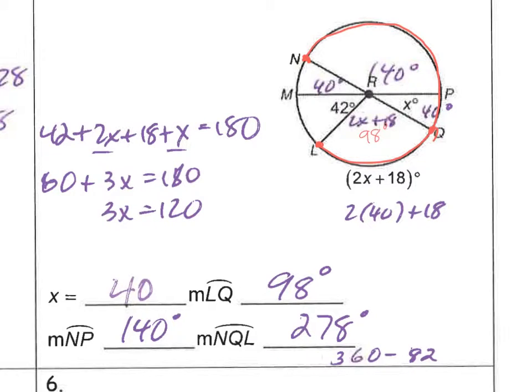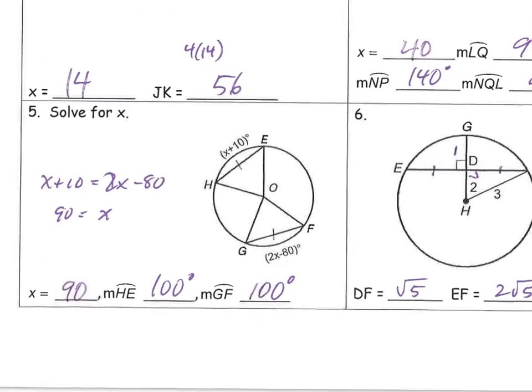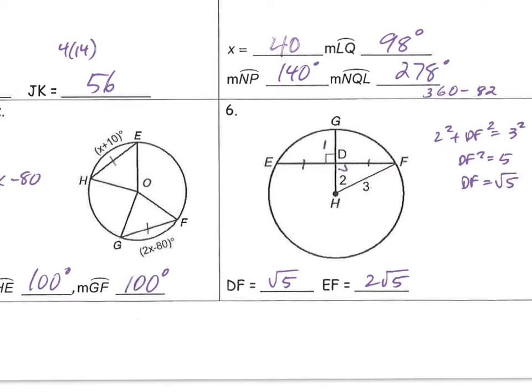So a lot of stuff going on in this question, but it's just that the whole circle makes 360, and straight lines make 180. A lot of this stuff we've been talking about, so hopefully it's not too bad. Number 5 is a little easier. You just set these two equal. Again, two arcs. Since these chords are equal, the arcs are equal. You set them equal and solve. HE, you plug in. GF, you plug in. Not too hard. Number 6.